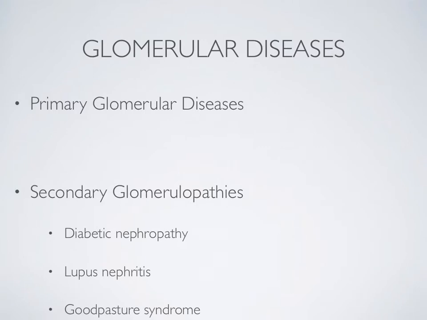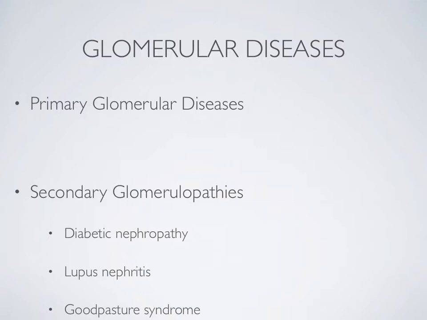So let's start out talking about glomerular diseases. So again, the glomerulus, yes? What was the last one on the last slide? Blood urea nitrogen. It's a measure of urea.